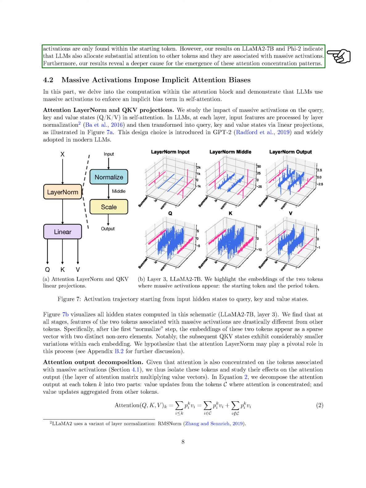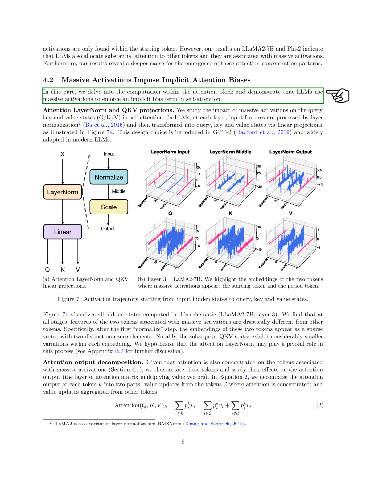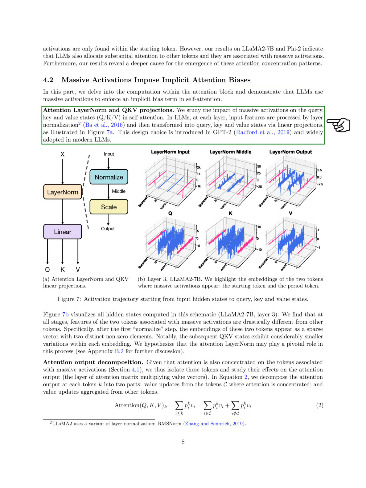Section. Massive activations impose implicit attention biases. In this section, we explore how large language models, LLMs, use significant activations to implicitly influence the focus of self-attention mechanisms. Specifically, we examine the roles of the attention layer normalization and the projections for queries, keys, and values, Q, K, V. In LLMs, input features are first normalized and then transformed into these Q, K, V states. This approach, which was introduced with GPT-2, is now a common practice in many modern LLMs.